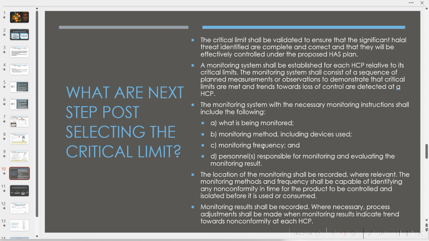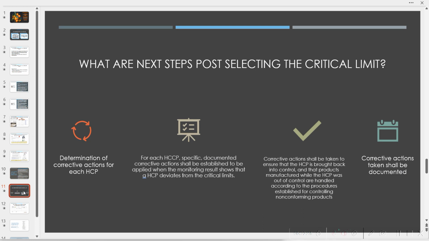Okay. The location of monitoring shall be recorded where relevant. The monitoring method and frequency shall be capable of identifying any non-conformity in time for the product to be controlled and isolated before it is used or consumed. Okay, so what is next step? Post selecting the critical limit, determine the corrective action for each halal control point. Okay, for each halal control point, specific documented corrective action shall be established. This one you will learn in the next classes. I just show you what is the next part.